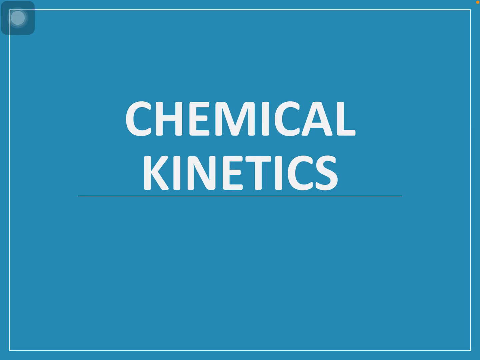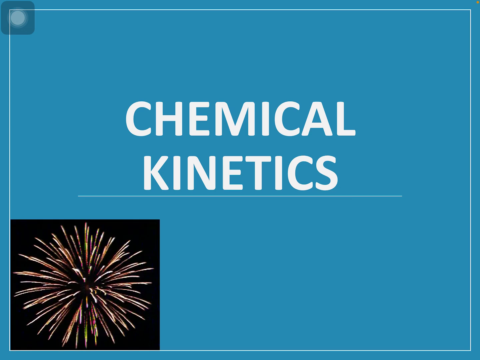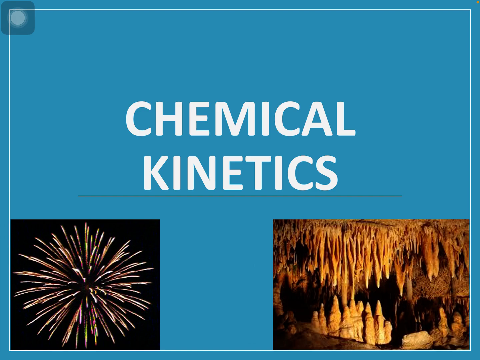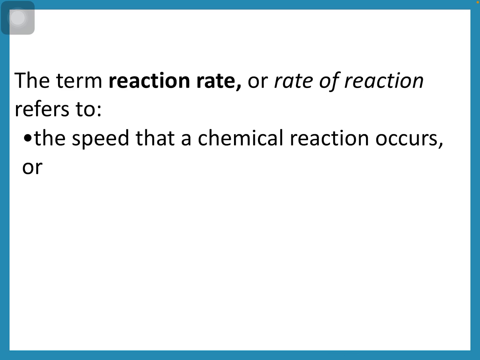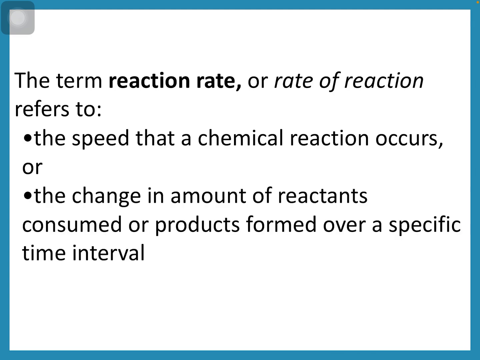In this lesson, we're going to learn about chemical kinetics, or how fast reactions occur. So for example, we have fireworks, which happen very quickly, or the formation of stalagmites and stalactites, which take many, many years to happen. So the term reaction rate, or rate of reaction, is just referring to the speed that a chemical reaction occurs at, so how fast a chemical reaction is happening.